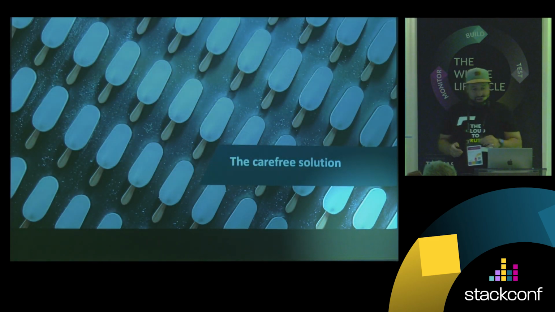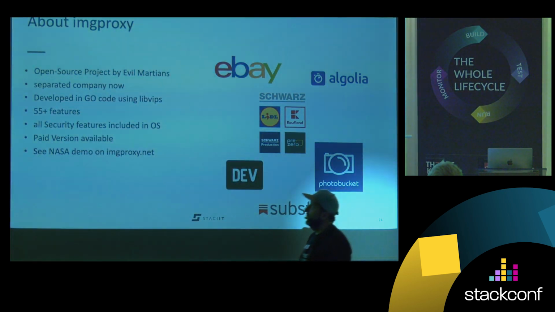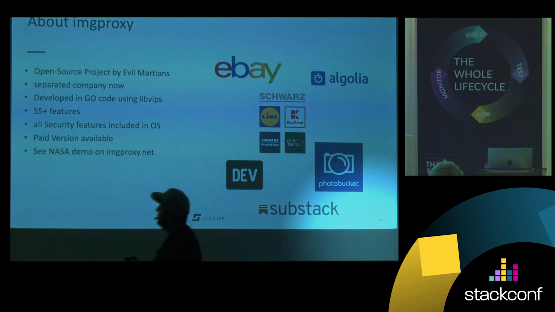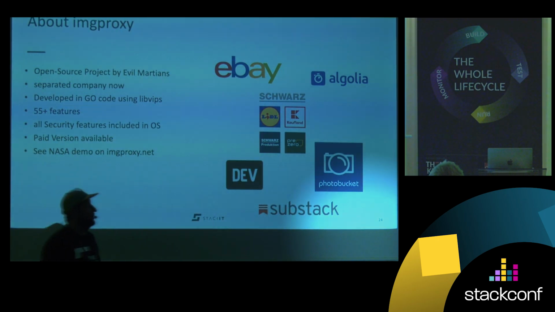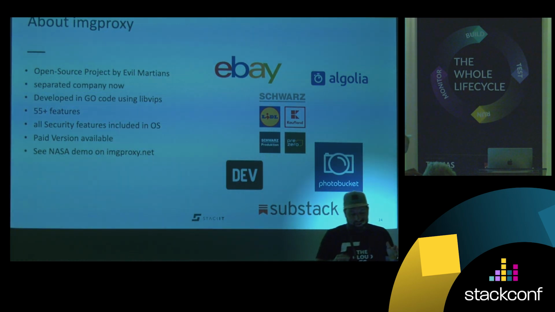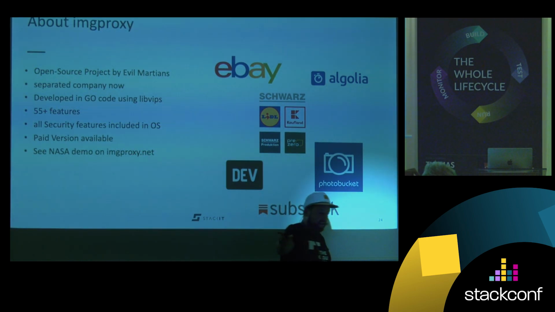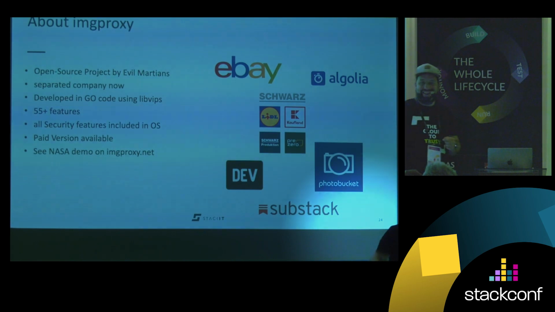So, imgproxy, this is a carefree solution, and that's why I chose the ice cream. So I have to hurry up a little bit. Imgproxy is an open source project, which is developed by the Evil Martians. They now split it out into a separate company. It has 55 features in the open source version. There's a pro version available, where everything regarding security is included. And there's a really nice demo with the NASA lander on imgproxy.net. And here is Andy from the imgproxy team, he's here in case you have some questions.